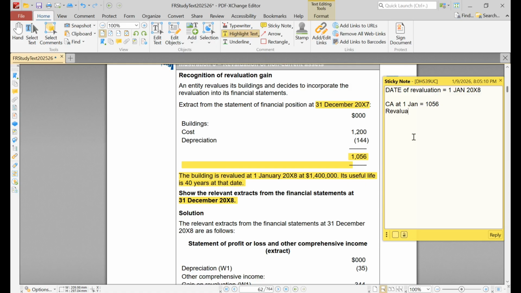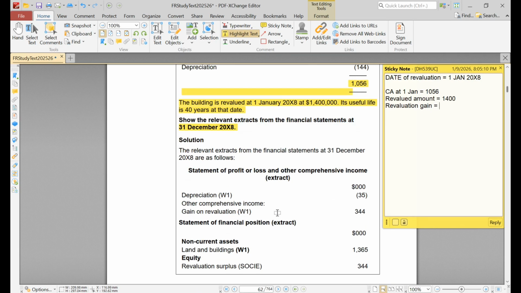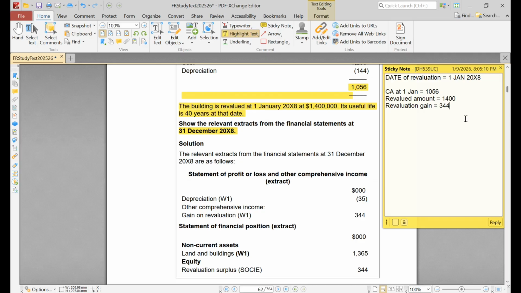The revalued amount is 1400. The carrying amount was 1056, which means it is a revaluation gain of 344. Now the new carrying amount is 1400.